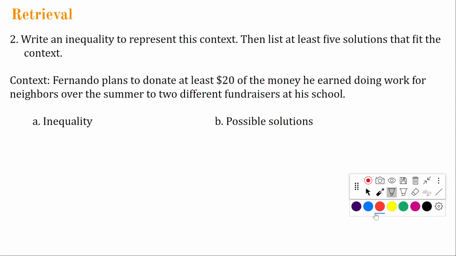Well, because we have 2 different fundraisers, I need to use 2 different variables to represent the 2 fundraisers. So the amount of money that Fernando gives to fundraiser X and fundraiser Y has to be at least. That means it could be greater than or equal to $20. So our inequality is x plus y is greater than or equal to $20. Now, for some possible solutions, you just need to pick values of x and y that will make this true.